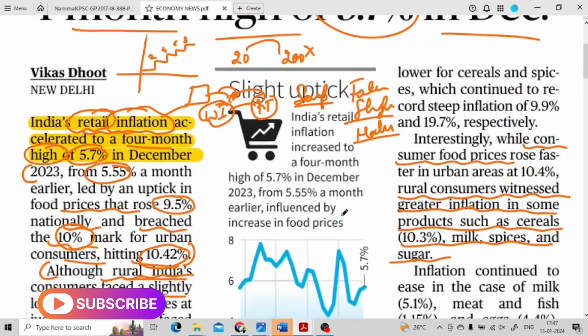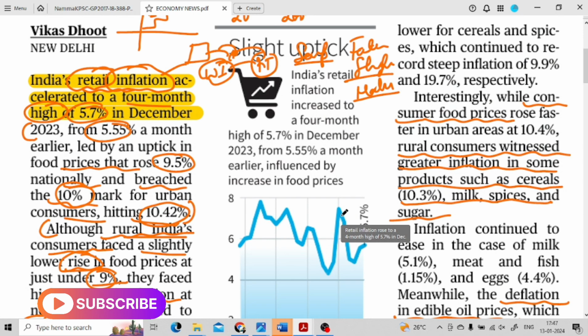I hope you got it. This is just a news item I'm going through, and wherever important concepts are there, I'm covering them. Consumer price index, this is very important. It is mentioned about CPI. CPI means consumer price index, right? The consumer price index is an index which calculates inflation at the retail level.